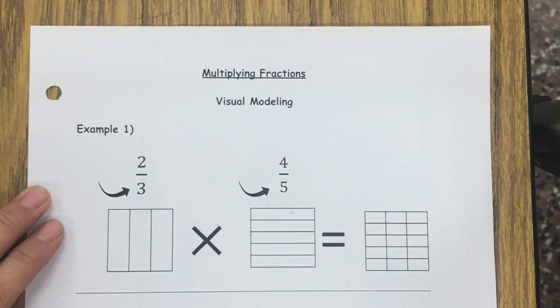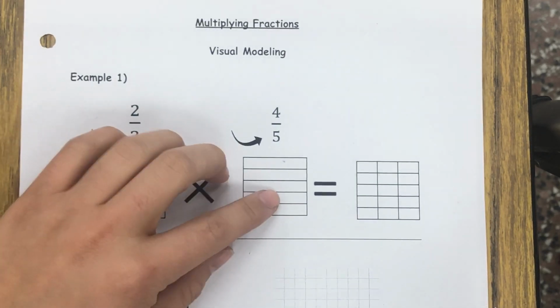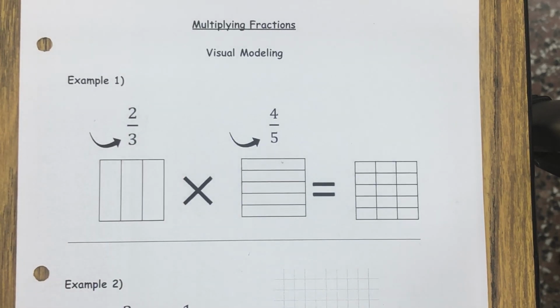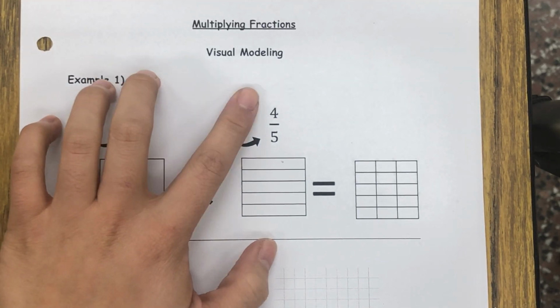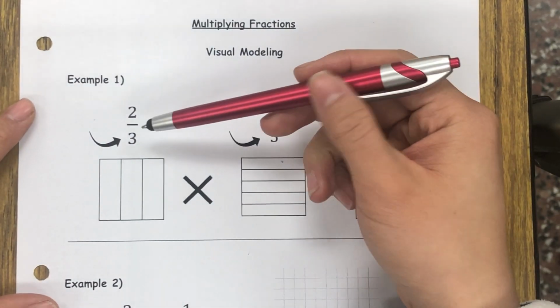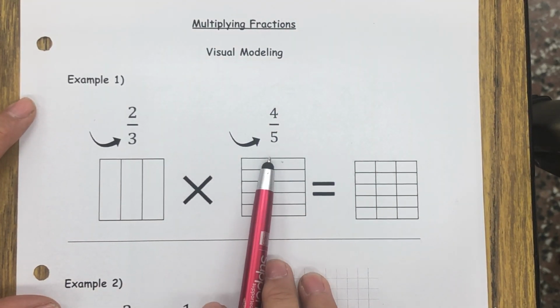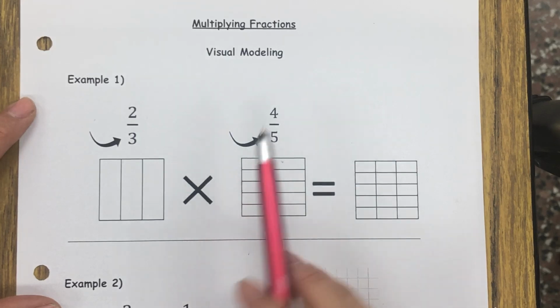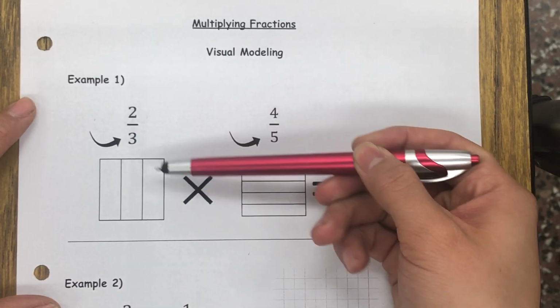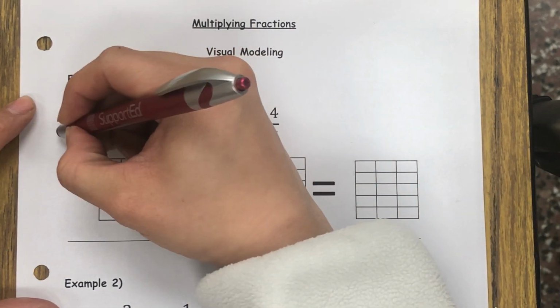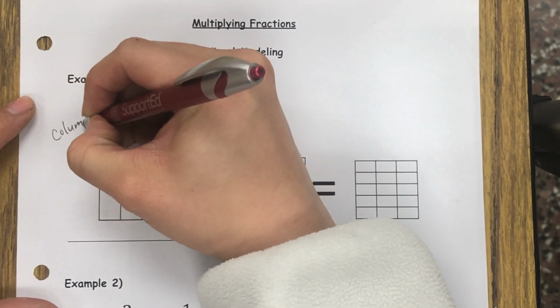So we're multiplying fractions, and when you have these boxes right here, this is a model of what multiplying fractions looks like. That's why it says visual model. So far our problem is 2/3 times 4/5. When I'm modeling, I like to think that this first fraction is telling me how many columns I'm looking at.